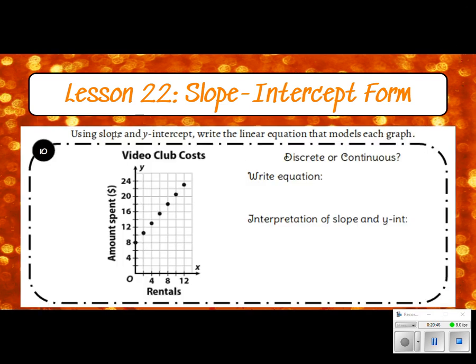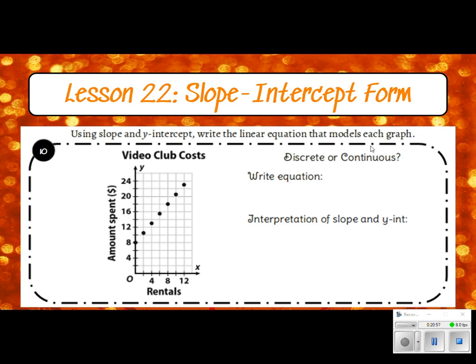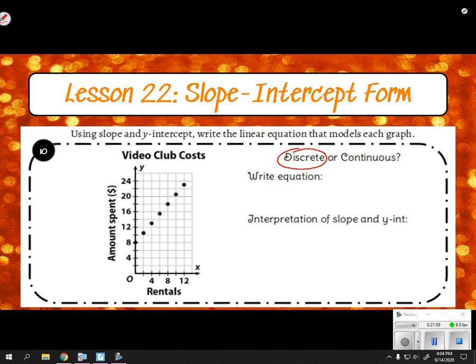All right, now using the slope and y-intercept, we're going to write the linear equation that models the graph. So we've got a video club, we're renting videos, the amount of money spent. Is it discrete or continuous? Well, discrete means that it's just dots, no lines, so we're going to use discrete here. But we still can write an equation based off the same things. So let's look at what the slope is and what the y-intercept is.